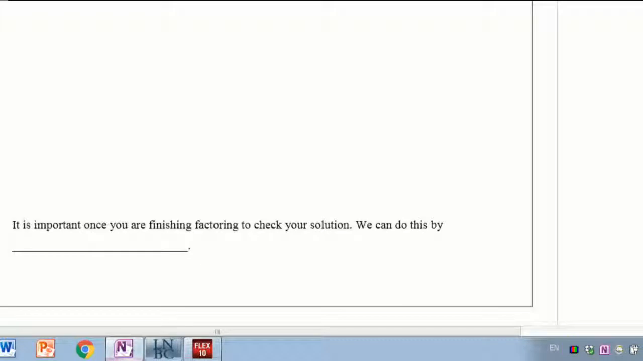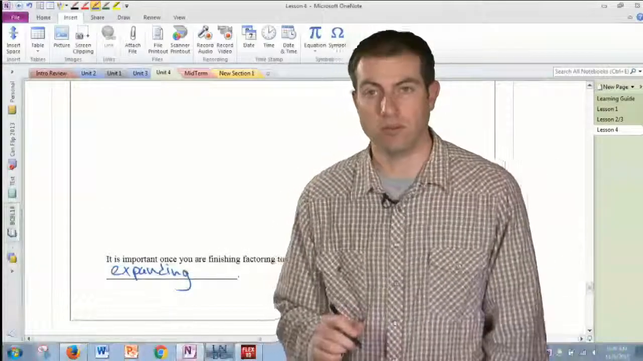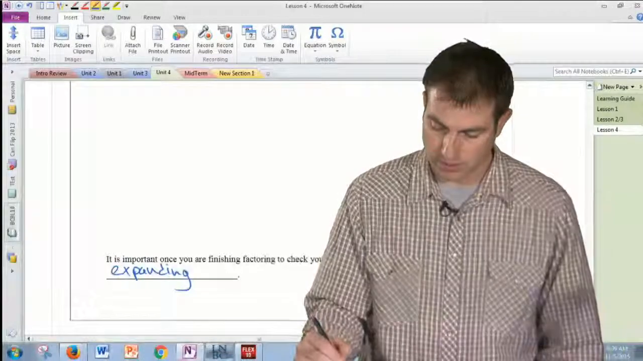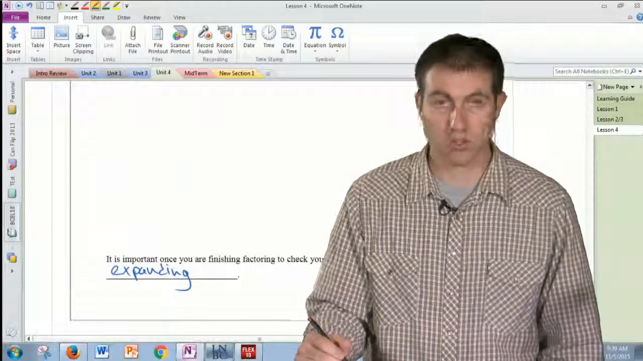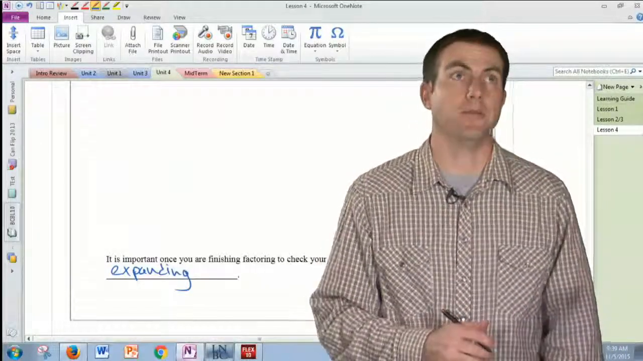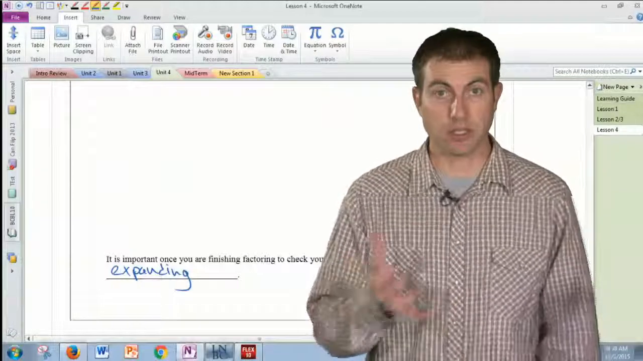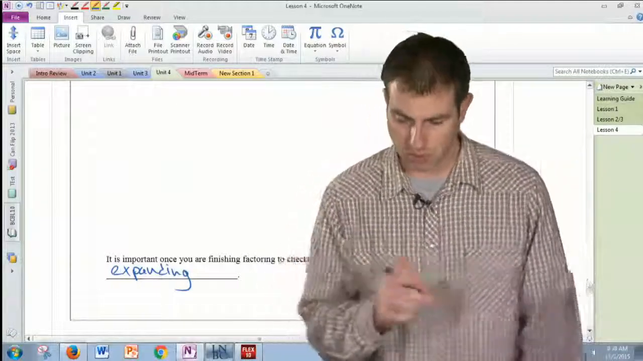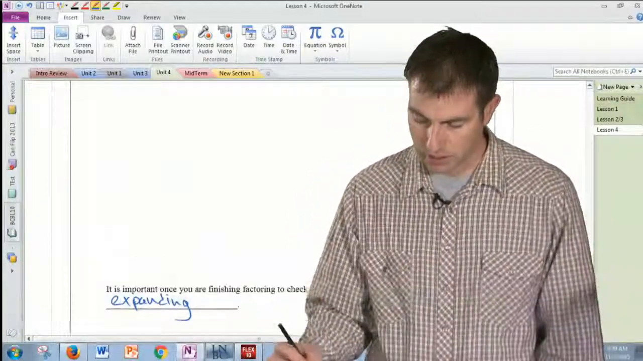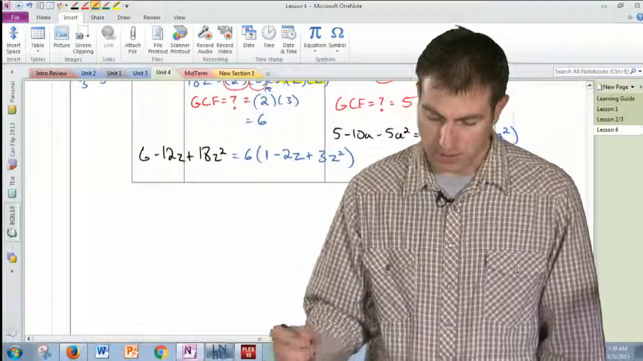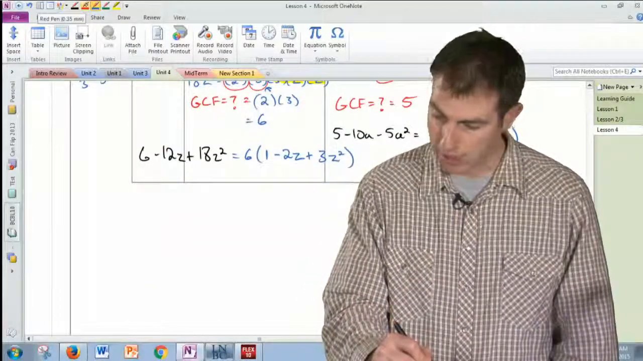So it's important, once you're finished factoring, to check your solution. We can do this by expanding, because expanding is the opposite of factoring. Expand and multiply are the same. Factoring and multiplication are kind of opposites. So I'm just going to scroll back up here, and in this big white empty space, I'm going to do a check.